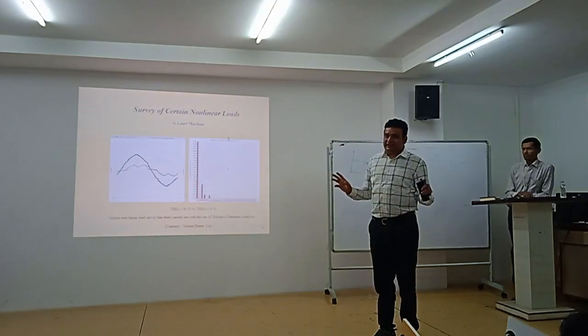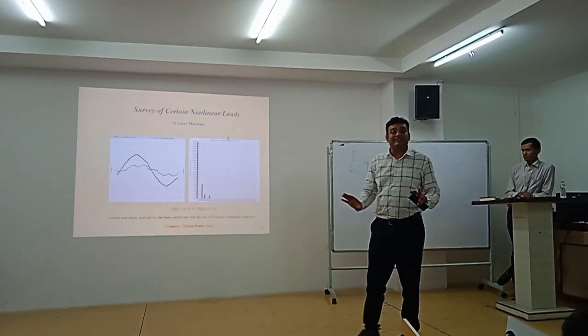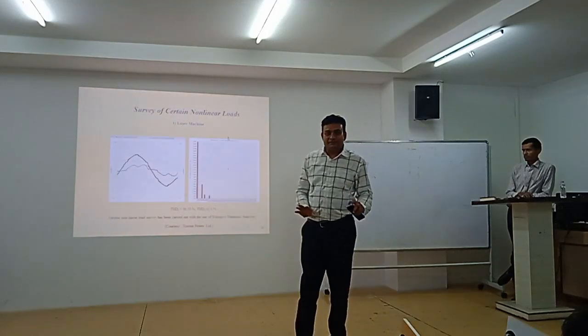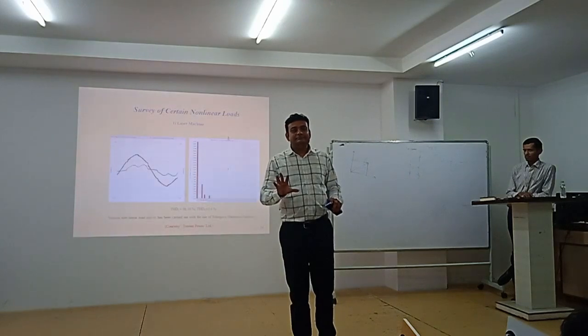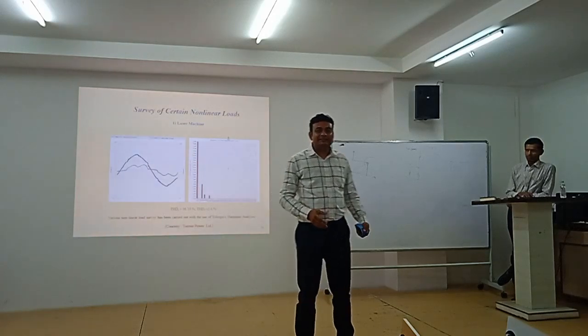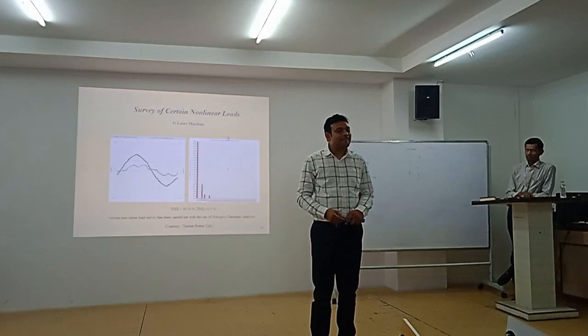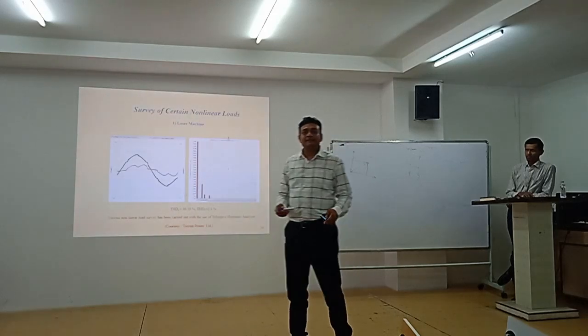If you see, current THD is more and voltage THD is less. So basically, who creates the distortion, current or voltage? Current. Then what is the role of voltage? To force the current.